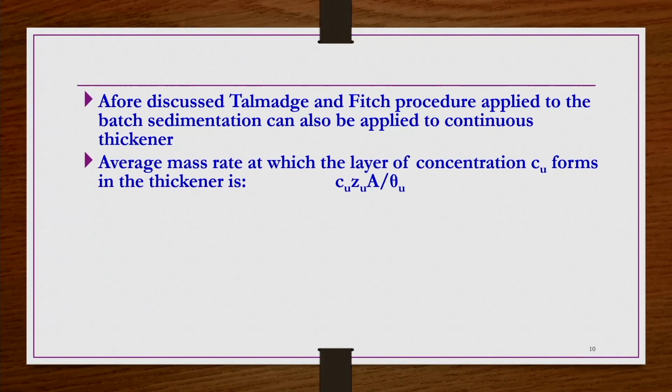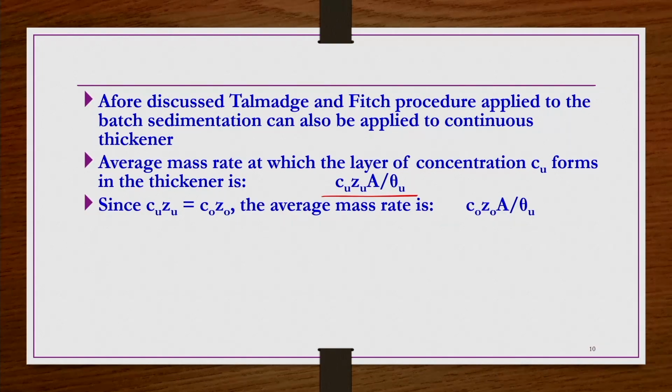The average mass rate at which the layer of concentration Cu forms in the thickener is nothing but Cu Zu A by theta u, obviously. Cu is the concentration of solids in the underflow layer, Zu is the corresponding interface height, A is the area, and theta u is the time required to reach that Zu interface height. Then since Cu Zu equals C naught Z naught, the same average mass rate can be written as C naught Z naught A by theta u.